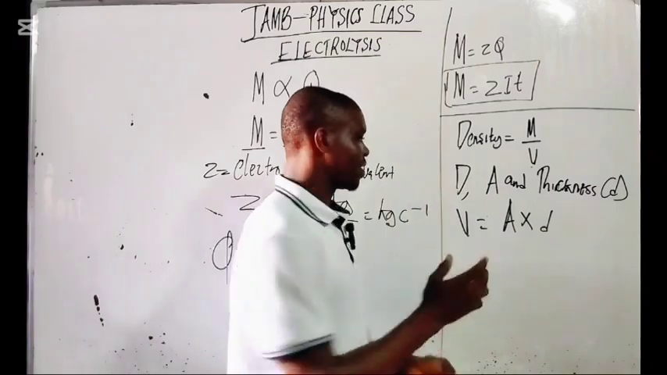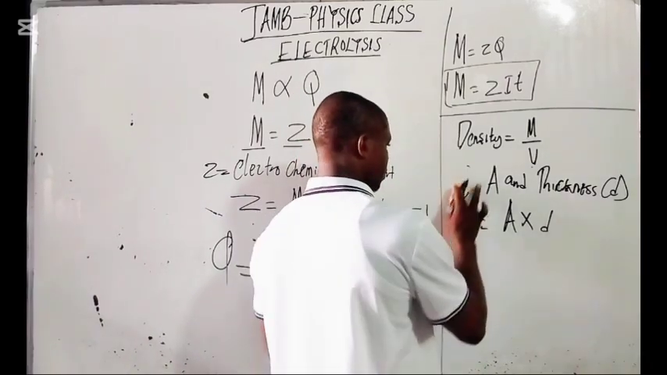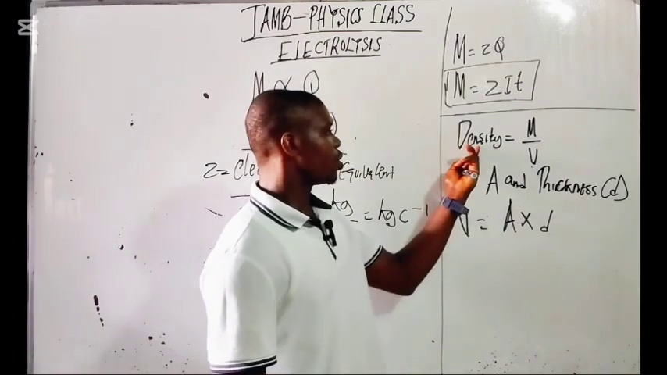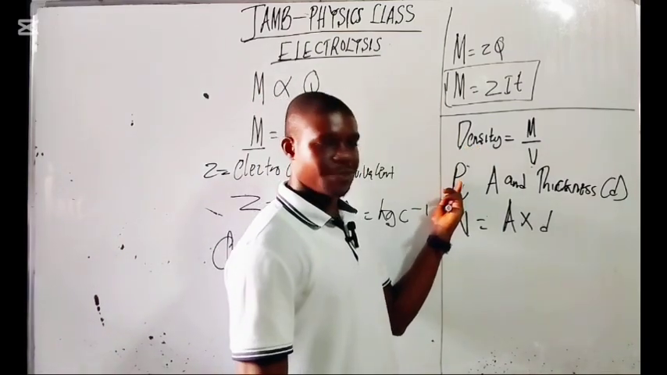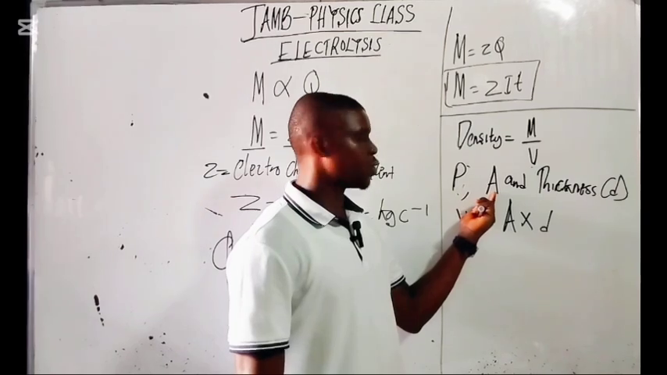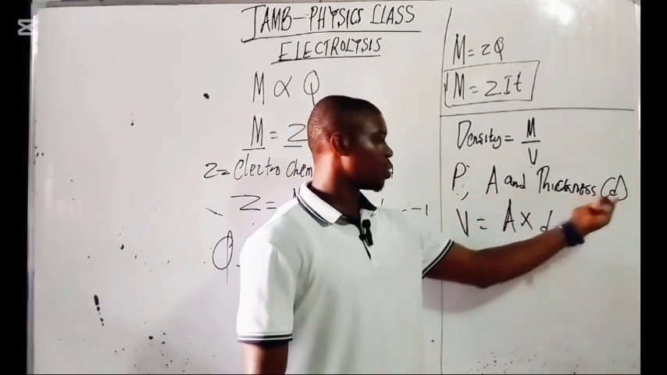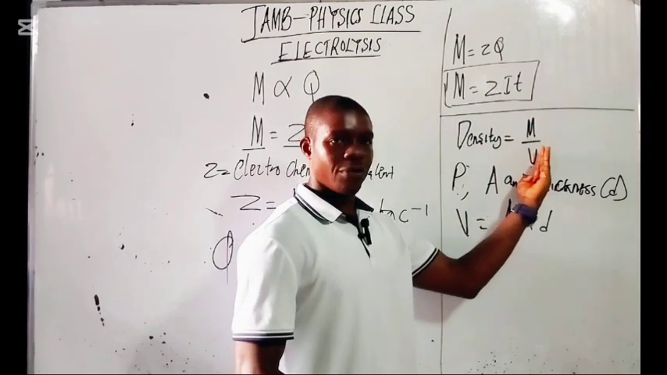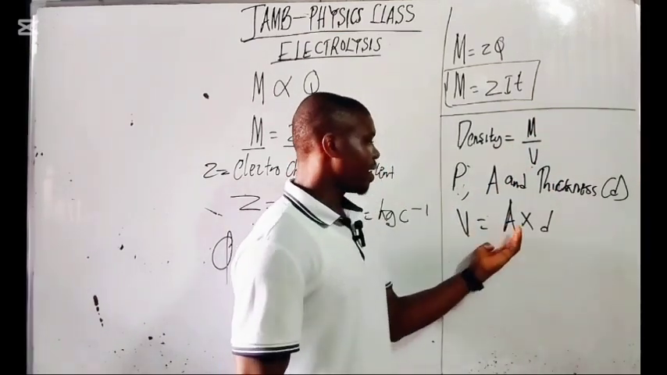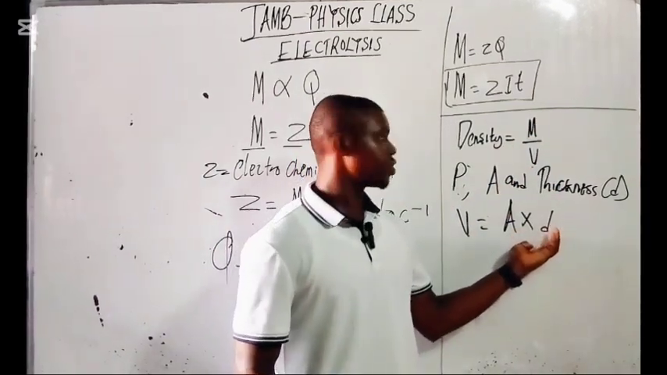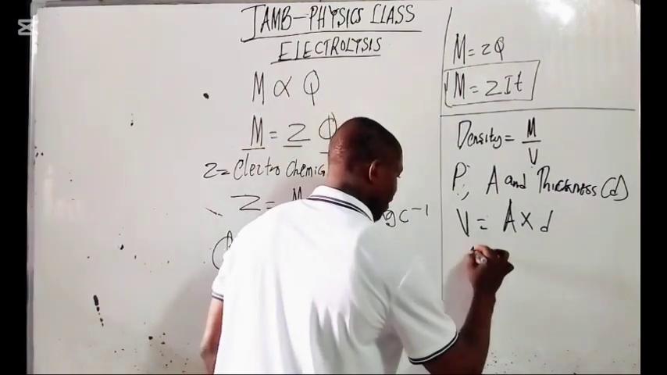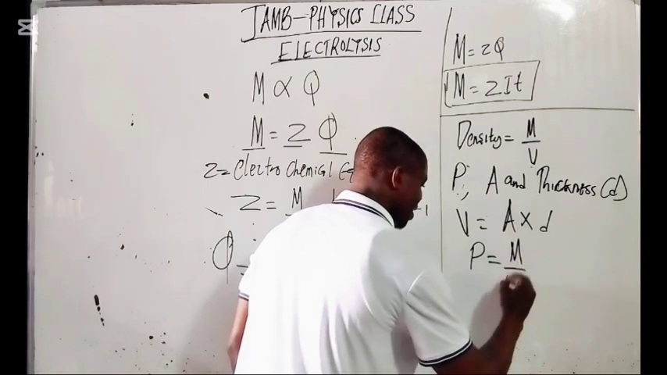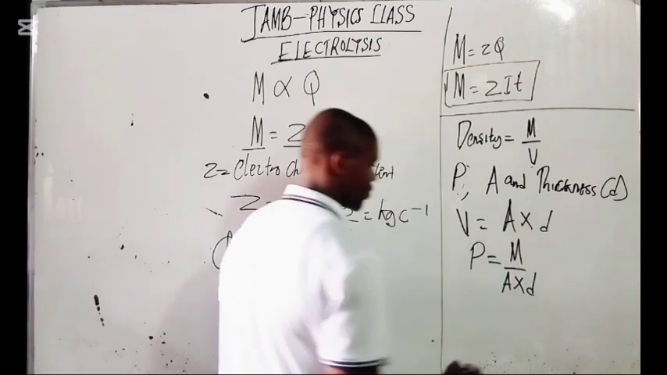The symbol of density is P. The symbol for area is A, while the symbol for thickness is D. So that means density equals to mass over volume here, right? And volume equals to area times the thickness. Do you see that? So you can see that P, which is density, equals to the mass over area times the thickness, right?